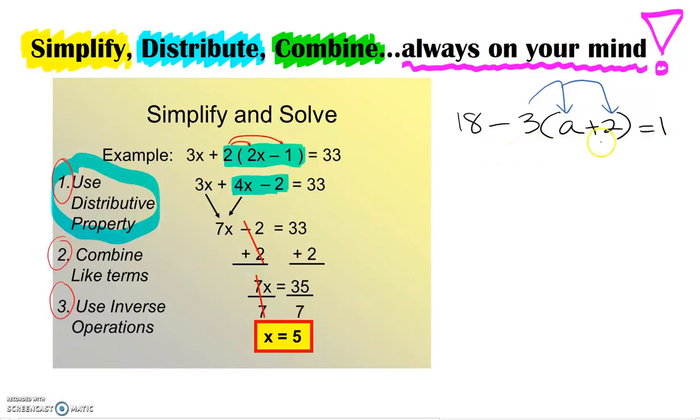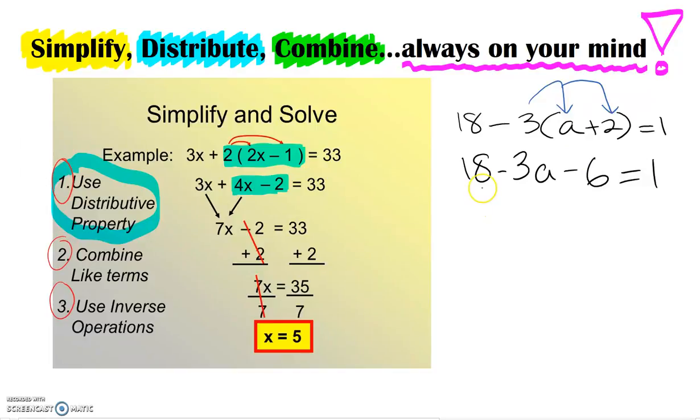18 minus 3(a plus 2) equals 1. Well, yes, we are going to do distribution first. And remember, when you have a problem like 18 minus 3, you have to apply, in a sense, the negative 3 to both things. So negative 3 times a is negative 3a. Negative 3 times positive 2 is negative 6. So be very careful with that.